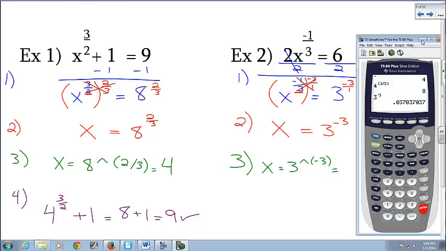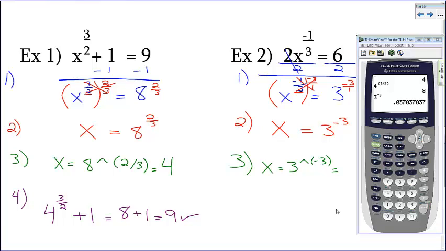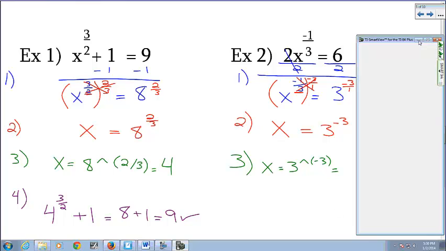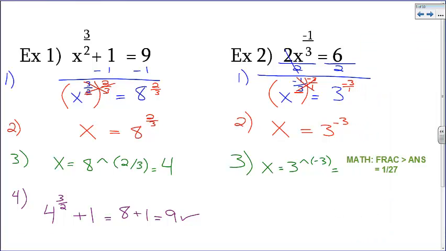To write a more exact value, both on your paper and for input in your calculator, use the Math Frac option on your calculator to get a value of 1 over 27. See the day 1 video if you have any questions on how to do this.